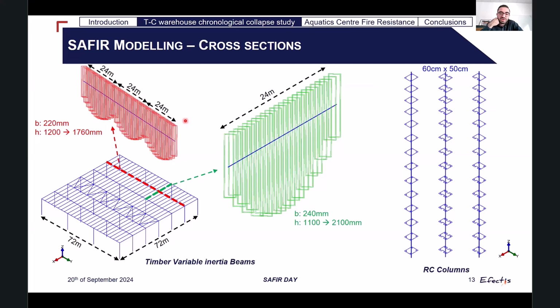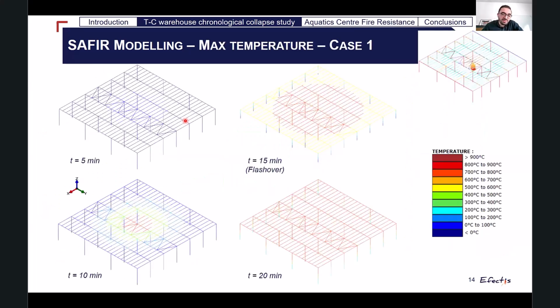Here you have some Diamond visualizations of the cross section. So you can see on the left side that we had to deal with the timber variable inertia beams, 20-meter span. And on the right side, you have the reinforced columns and the cross-sectional views in Diamond. Here you have some of the max temperature that is seen by the structural elements. You can see that around 15 minutes, the flashover happens and almost everything is impacted by very high temperatures.